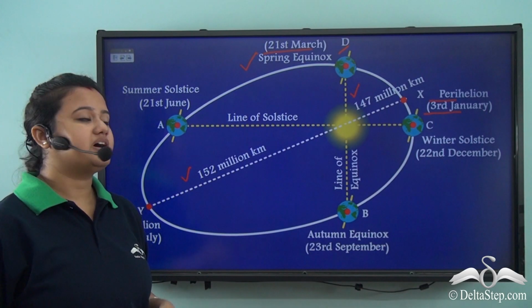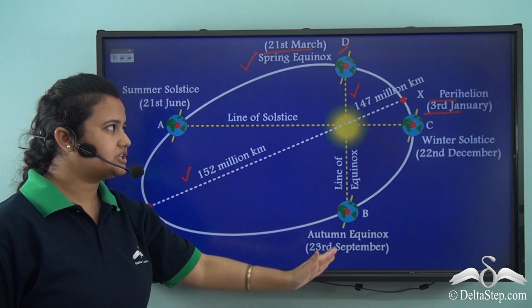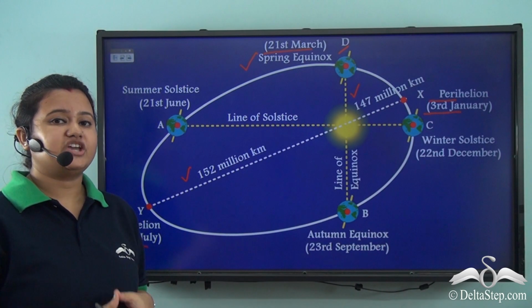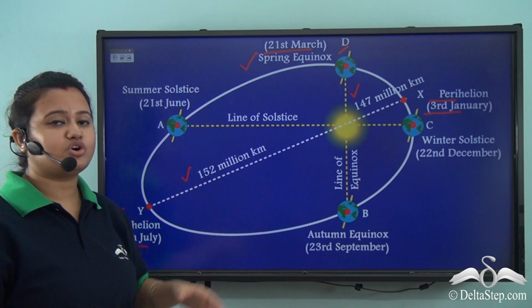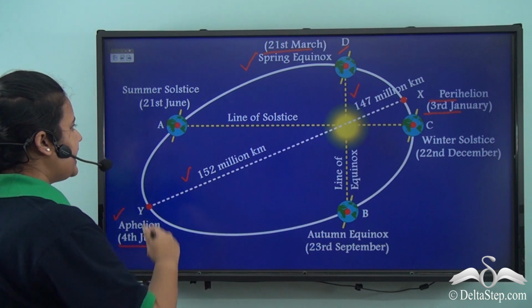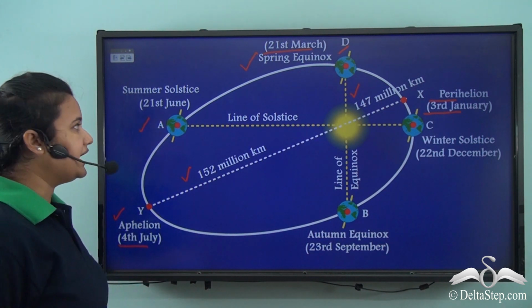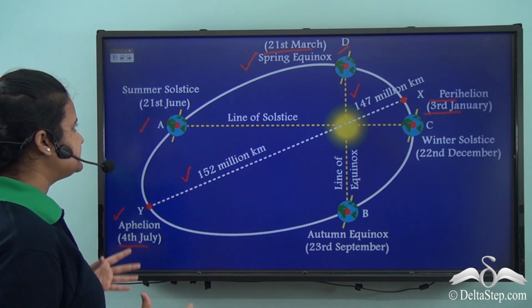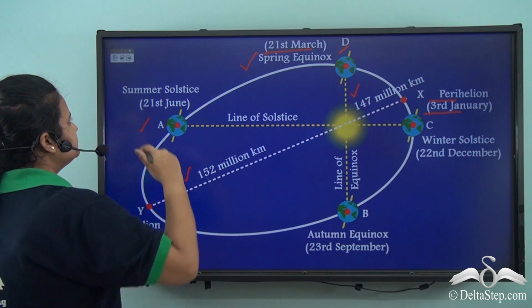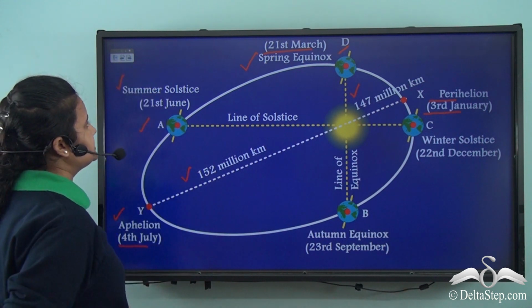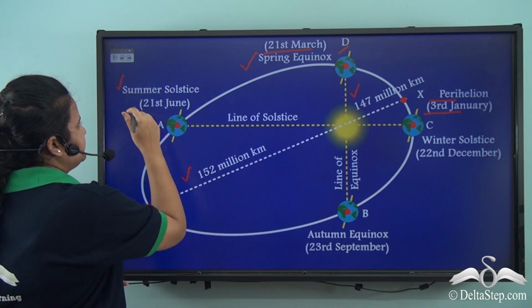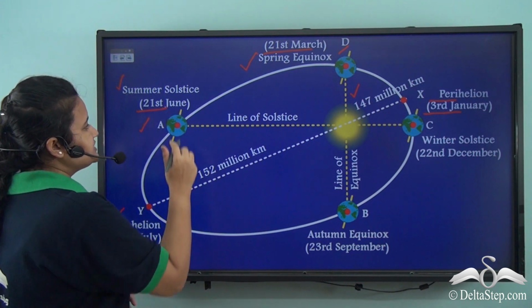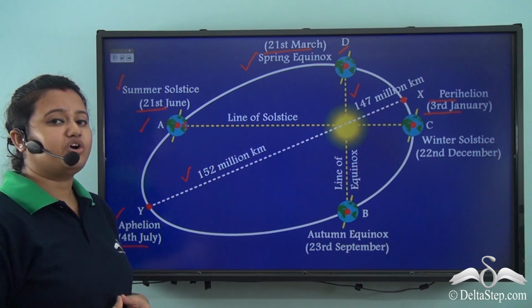Then we considered a horizontal line and a vertical line passing through the earth's center, and then we checked the earth's condition in each of these positions. At position A, we found that the northern hemisphere is tilted towards the sun. At this moment of the year, the earth experiences summer solstice, and it occurs on 21st June. At this point of the year, the sun rays are vertical over the Tropic of Cancer.